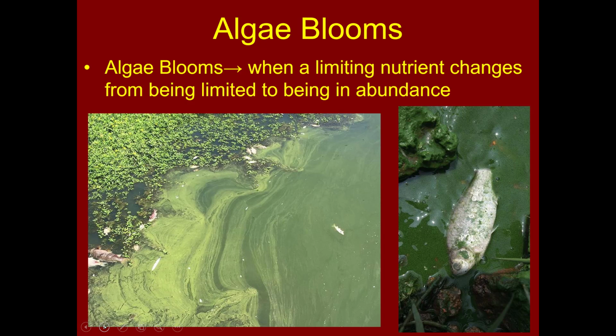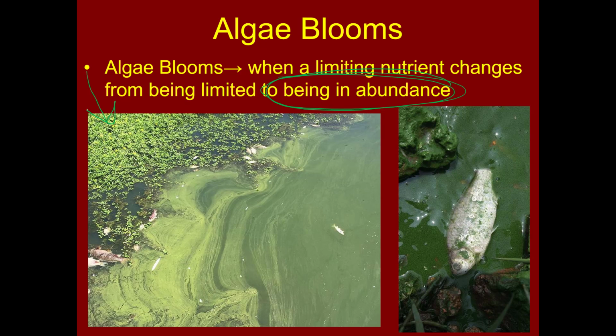So if something is a limiting nutrient and all of a sudden it changes from being limited to super, super abundant, having a whole lot of it, we can have a huge growth of algae. So something very common that you might see is in ponds or lakes, you might see this green algae floating around all the time. And that's because a lot of times phosphorus or nitrogen is a limited nutrient, and it somehow becomes very abundant all at once, and it causes the algae to grow super, super fast.